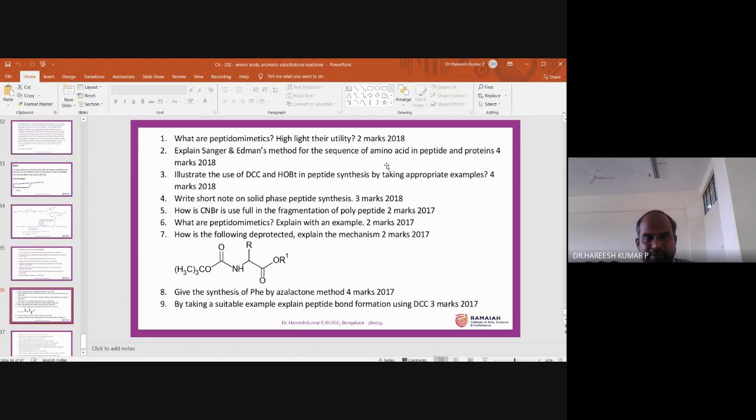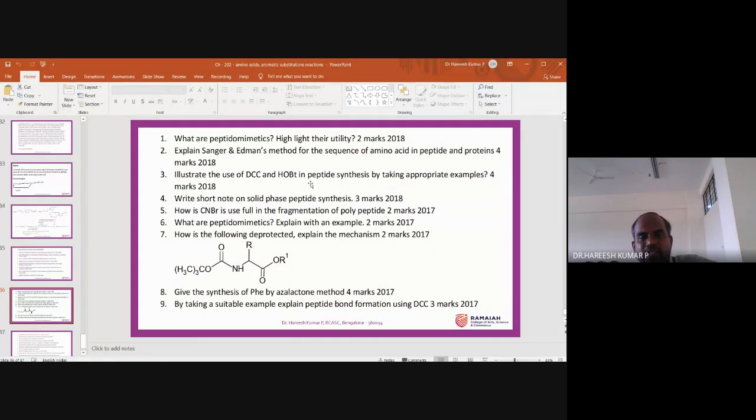That you have to mention. Then illustrate the use of DCC-HOBT in peptide synthesis. This is called the HOBT method. What is happening? The carboxylic end of the amino acid reacts with the DCC, forming an O-acyl urea. To that O-acyl urea, HOBT reacts, forming another intermediate. That intermediate is attacked by the N-terminal, meaning the free amino group of the amino acid, and thereby leads to the formation of the peptide. So you have to explain it with the example.